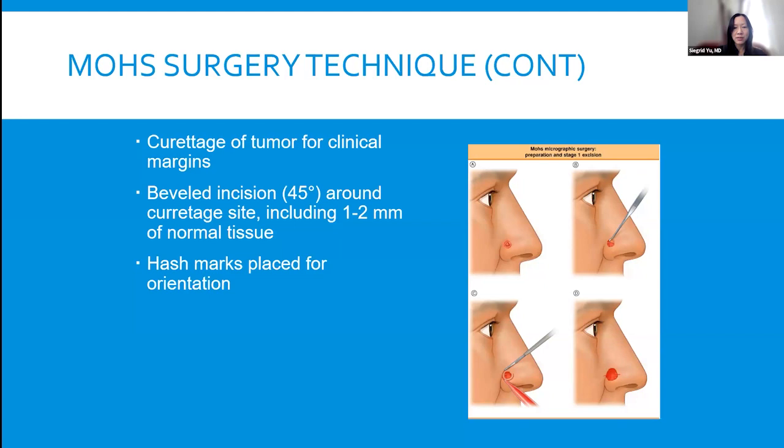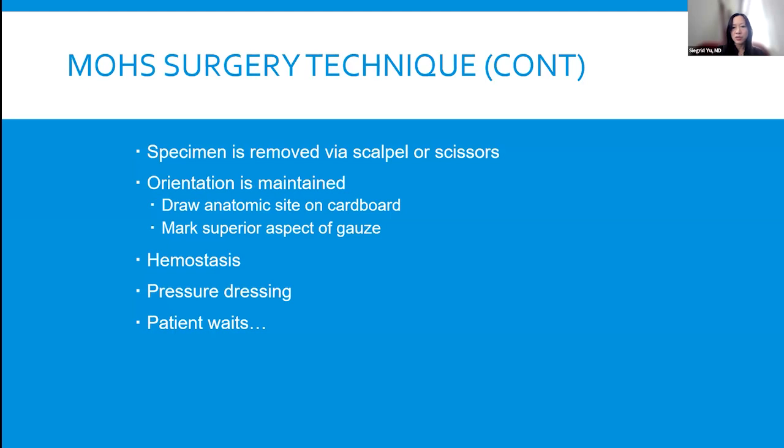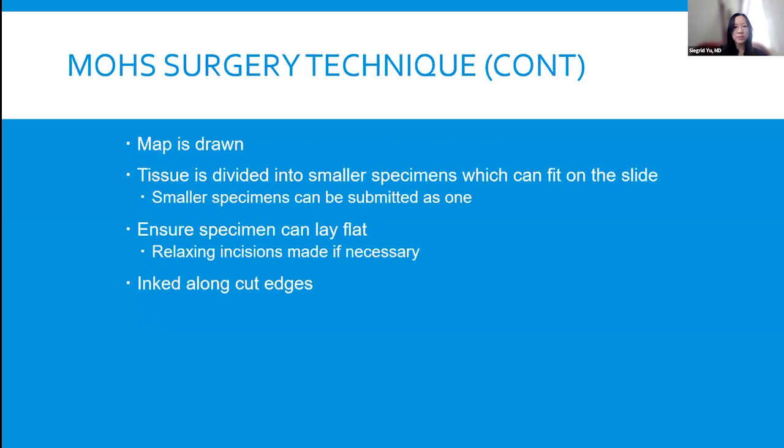We start with a little bit of scraping to help assist the surgeon determine those peripheral and deep margins. We make an incision, and there are a lot of things that we do to ensure the clear orientation of this piece of skin. The specimen is removed with surgical instruments. We draw very carefully. We mark with ink. We mark with hash marks and stop any bleeding. The patient has a dressing, and there's a bit of a waiting period while the tissue is processed, and we review the margins. A careful map is also detailed.